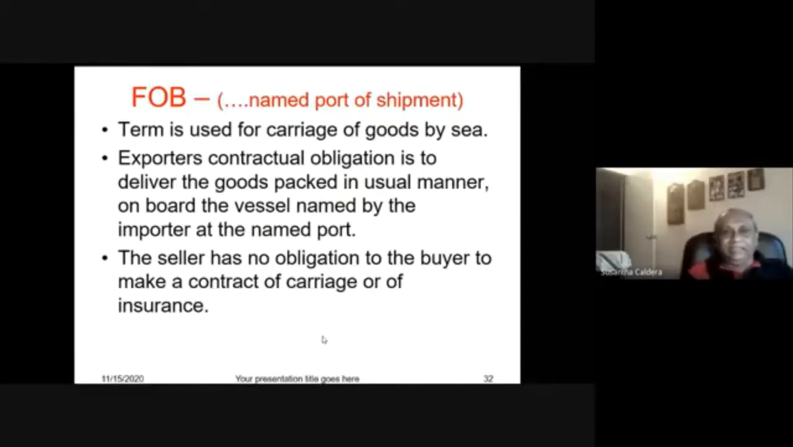Right? The exporter's contractual obligation is to deliver the goods packed in the usual manner on board the vessel named by the importer at the named port. In all 11 Incoterms, the exporter's contractual obligation is to deliver the goods packed in export packing.